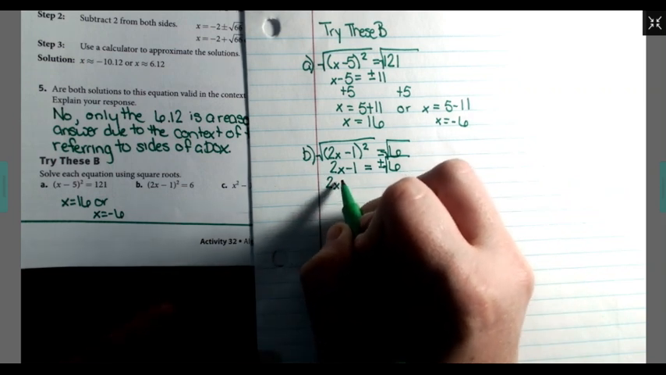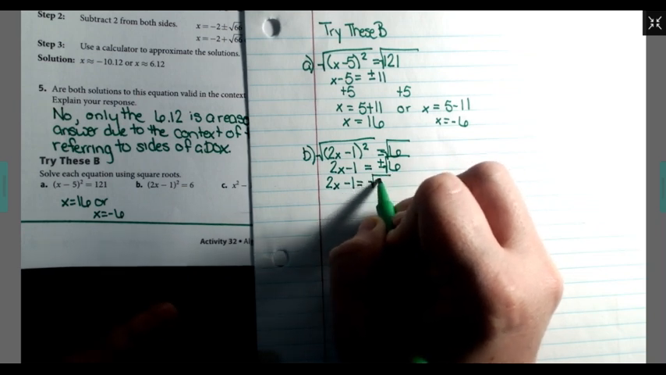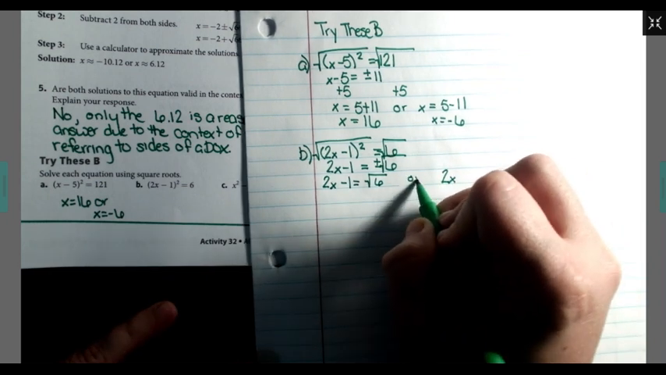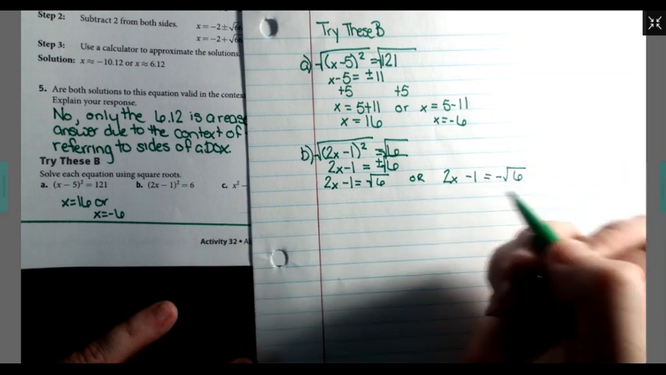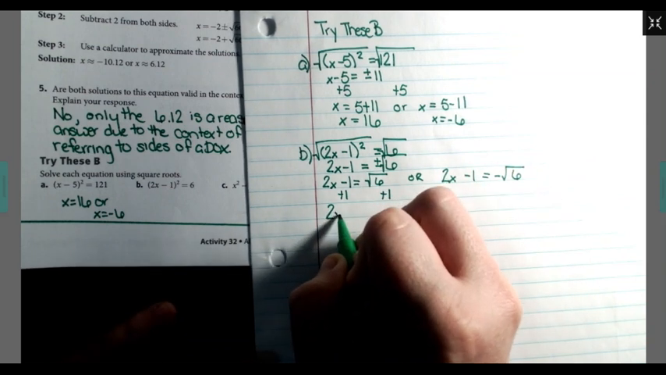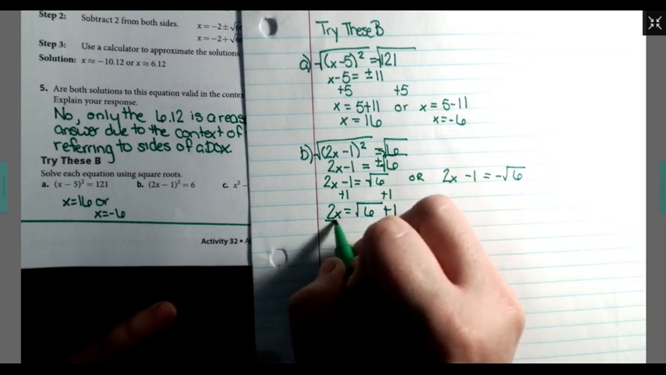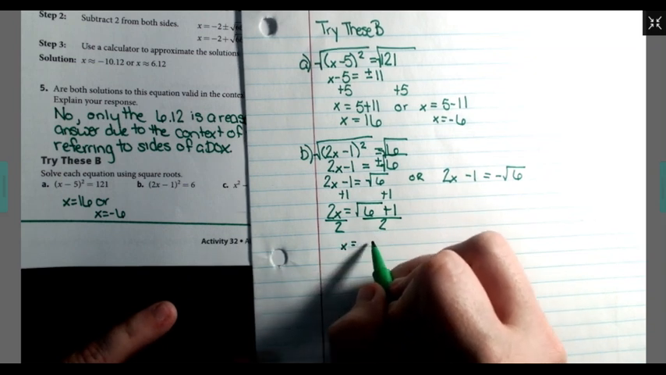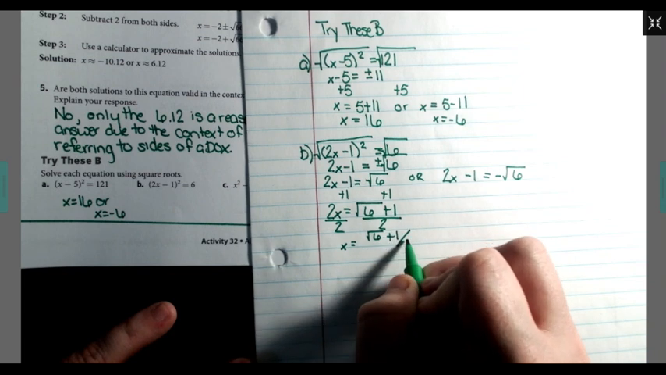So we got 2x. I'm going to go ahead and split this up and say positive square root of 6 and go ahead and do the negative, or negative square root of 6. Okay, so we're going to add 1. So this is going to be 2x equals the square root of 6 plus 1. We divide by 2. So x equals the square root of 6 plus 1, all divided by 2.